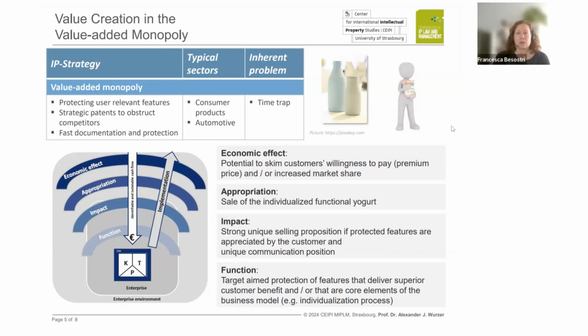It also has an impact on a unique selling proposition, being a completely new product where the food is tailored to the individual fitness and training program of the customers. So also here the IP is used to keep competitors from developing the same benefit.